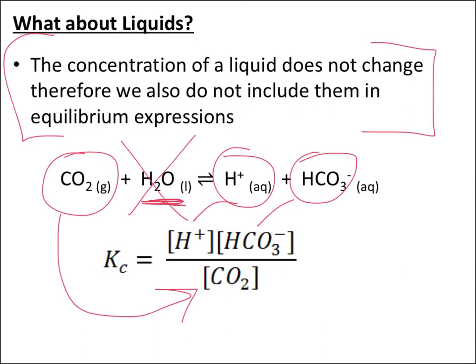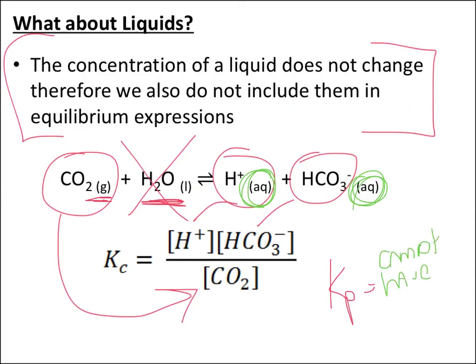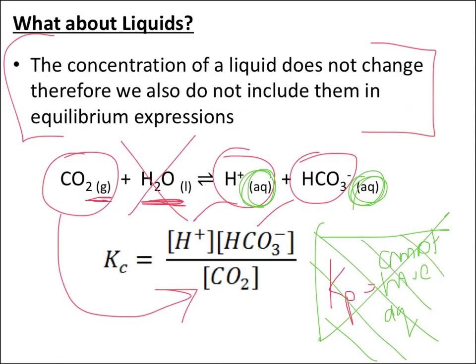For this, the question I'm going to leave you with is, could I write a Kp expression for this reaction since I have a gas? And the answer is no, because I've got aqueous substances in my reaction. My Kp cannot have aqueous species. So I would not be able to write a Kp expression for this reaction because of that. If I'm going to use a Kp expression, everything in the expression has to be a gas. So for this one, we would only be able to write a Kc expression. Hopefully that sheds some light on how you're going to be able to write these expressions.